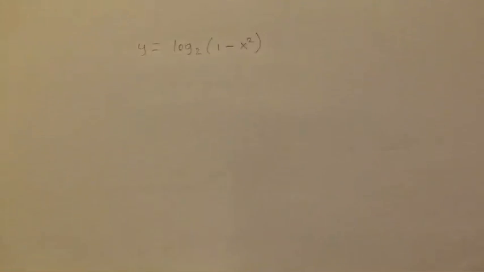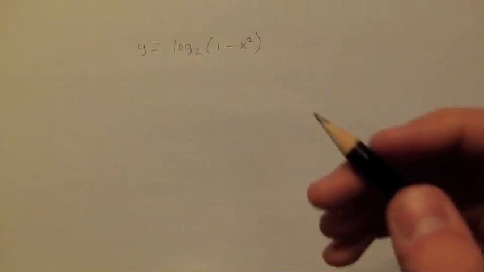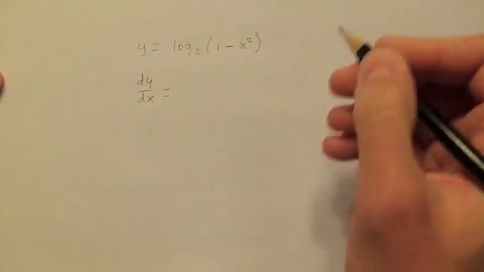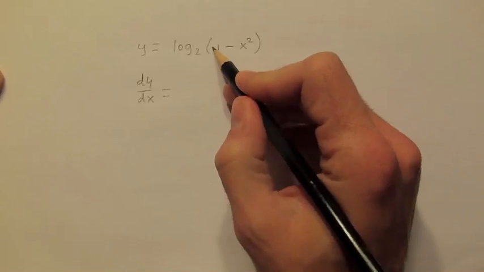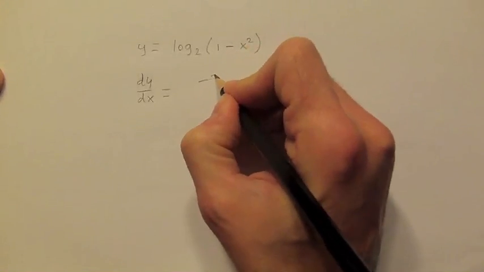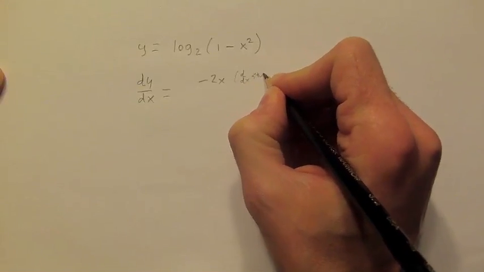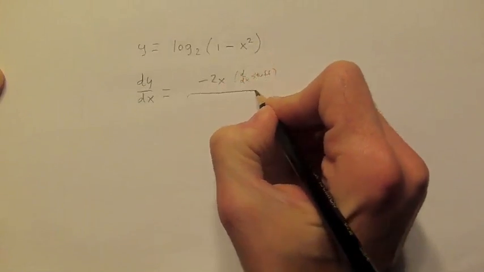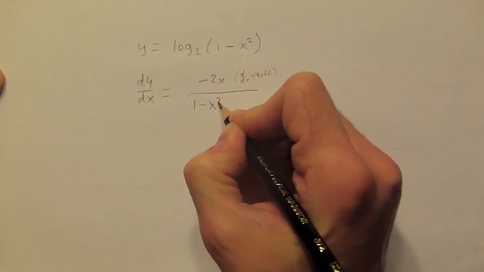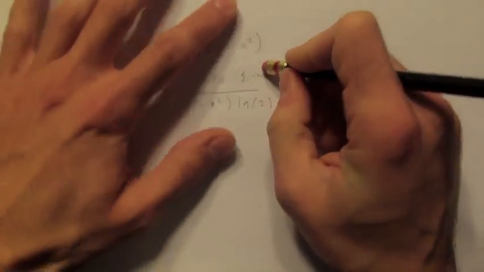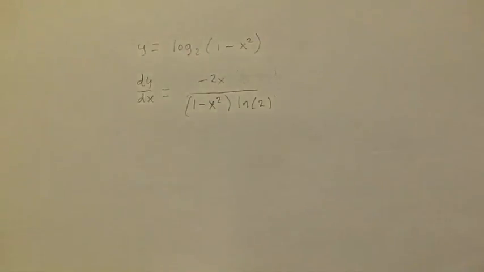Okay, let's start simple. y is equal to log base 2 of 1 minus x squared. So remember, the derivative of log of anything is going to be the derivative of the stuff all over the stuff. The derivative of the stuff is negative 2x. Now, since this is a different base, I now have to put in ln of 2. And that's it.